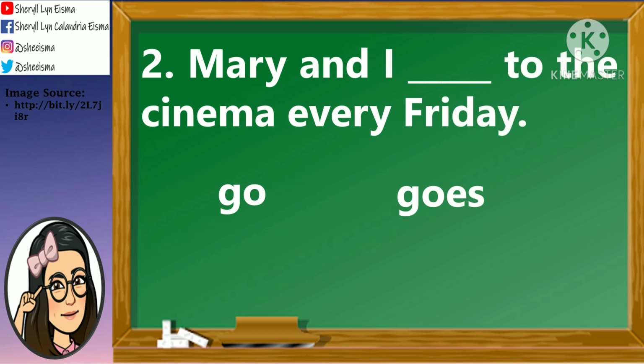Number 2. Mary and I blank to the cinema every Friday. The options are go and goes. Good job! The correct answer is the word go. Mary and I go to the cinema every Friday. The subject of the sentence is Mary and I, and they are plural. That is why we use the base form of the verb go.